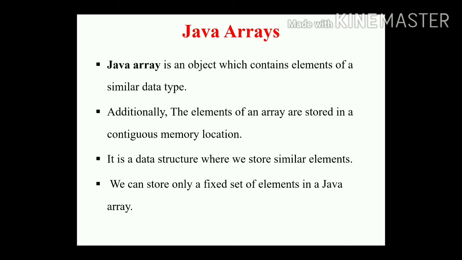First, a Java array is an object which contains elements of a similar data type. Second, the elements of an array are stored in a contiguous memory location. Third, it is a data structure where we store similar elements. We can store only a fixed set of elements in a Java array.